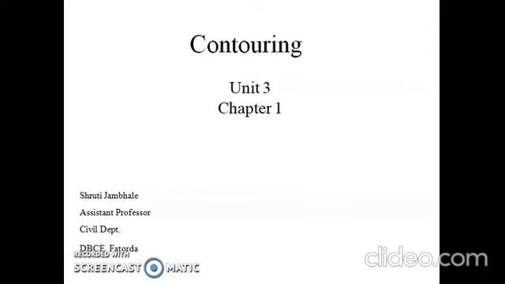Welcome students. In today's video lecture, we'll be learning the concept of contouring. It's a branch of leveling which gives us in detail the contour of the land surface.